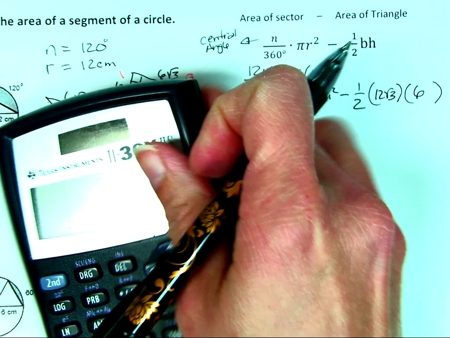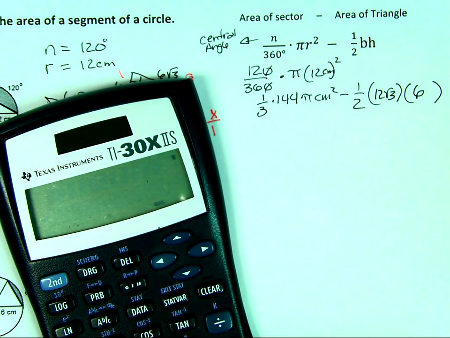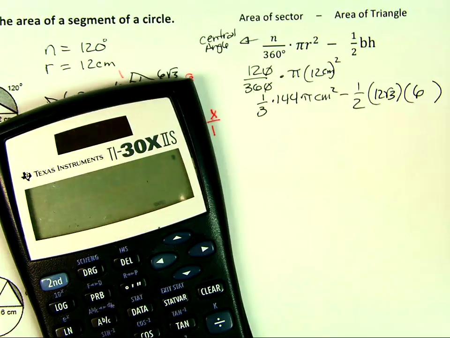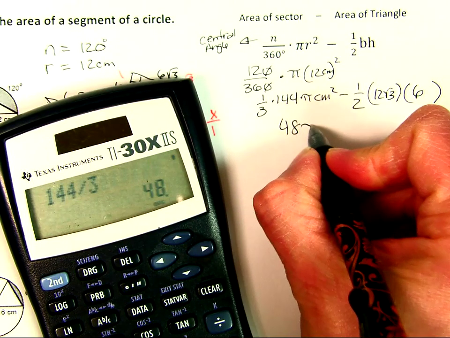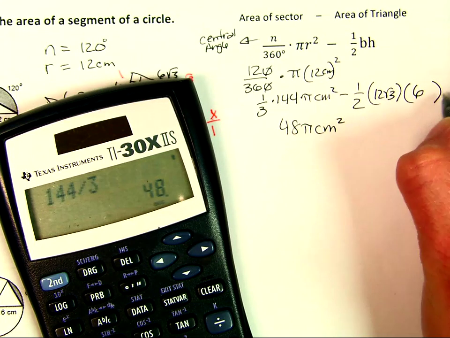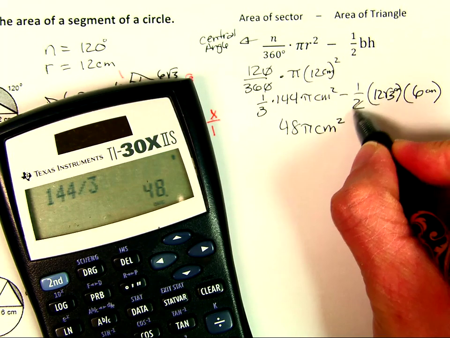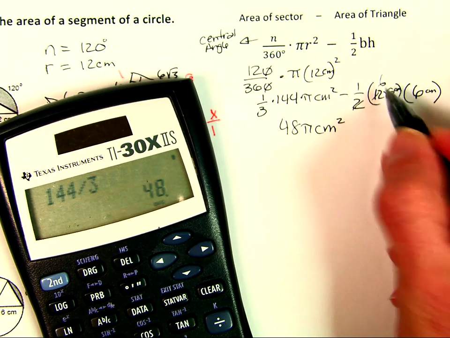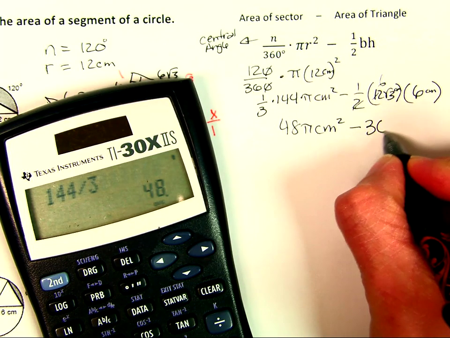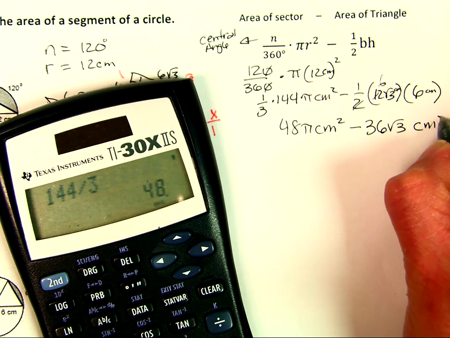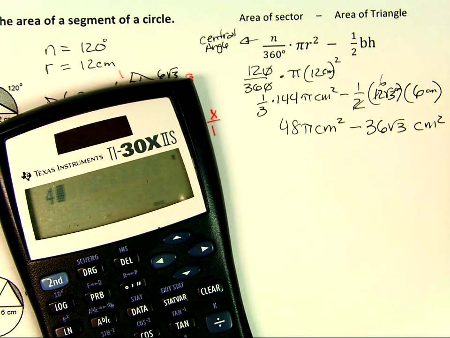Sometimes I simplify it a little bit more. Sometimes I just put the whole thing in my calculator. So for example, how many times does 3 go into 144? So I get 48 pi centimeters squared. This is also centimeters squared because this was centimeters and that was centimeters. I'm going to reduce that. 12 divided by 2 is 6. So I end up with 36 radical 3 centimeters squared. And I just put it in my calculator. So 48 times pi minus 36 times the square root of 3.